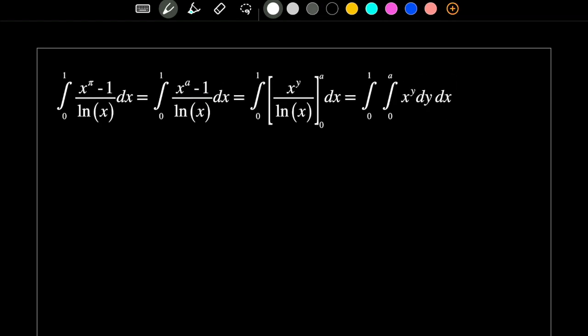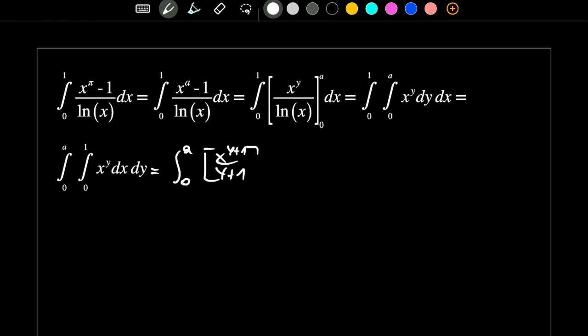So now we've got this double integral, and obviously we can just get rid of these log of x's, right? And what we'll do now is the main idea of this trick. We're going to switch the variables of integration. So we're going to switch this to the integral from 0 to a times the integral from 0 to 1 of x to the power of y dx dy. And this integral in x is really simple. It's just going to give us the integral from 0 to a, and then we're going to have to evaluate that. So the evaluation from 0 to 1 of x to the power of y plus 1 divided by y plus 1 dy.